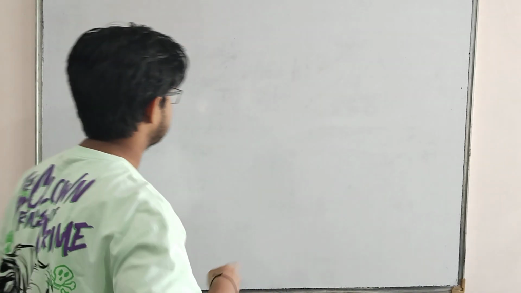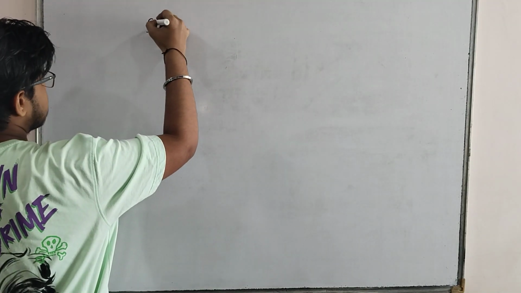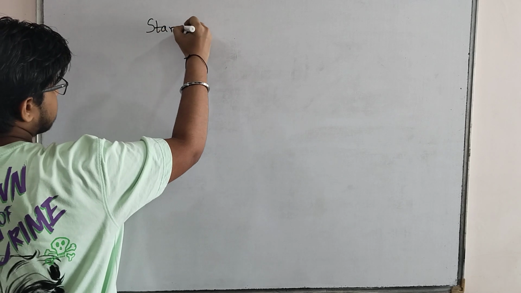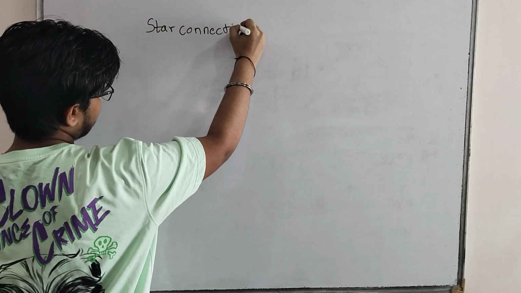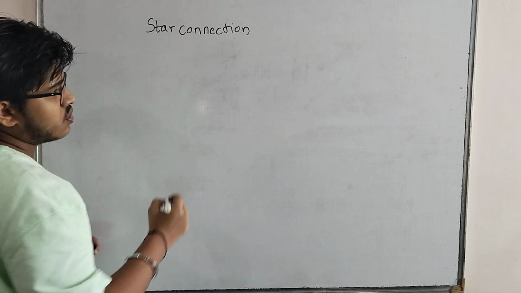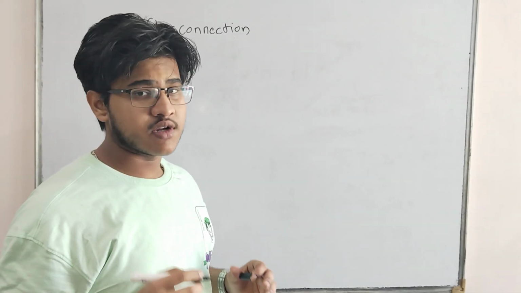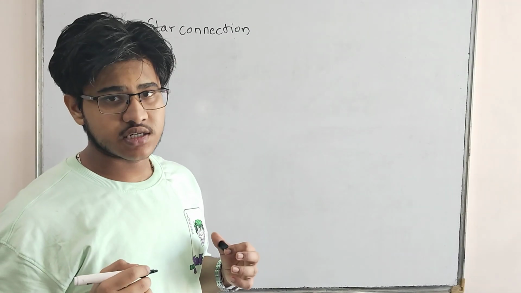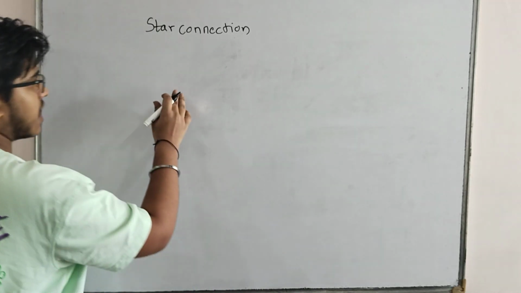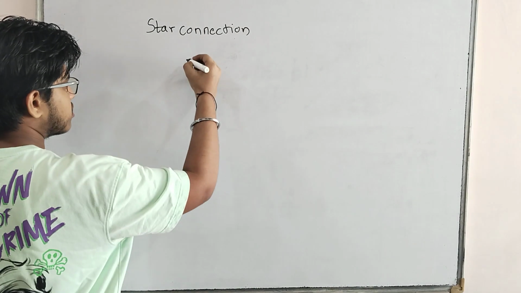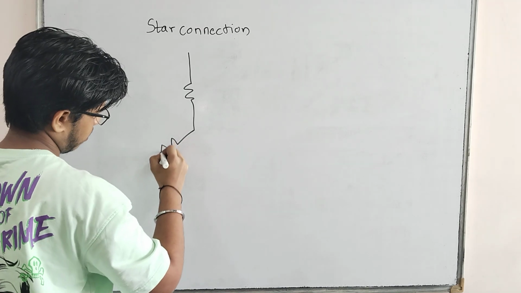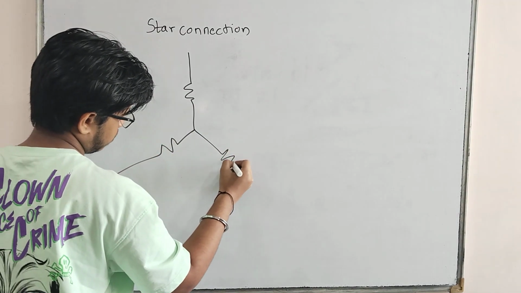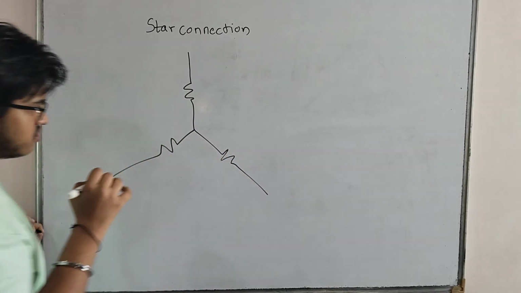Now, let us see what a star connection is. In this topic, we will talk about three resistances which will be connected in star as well as delta. Now I will show you how the star resistances are connected. So this is my star connection.